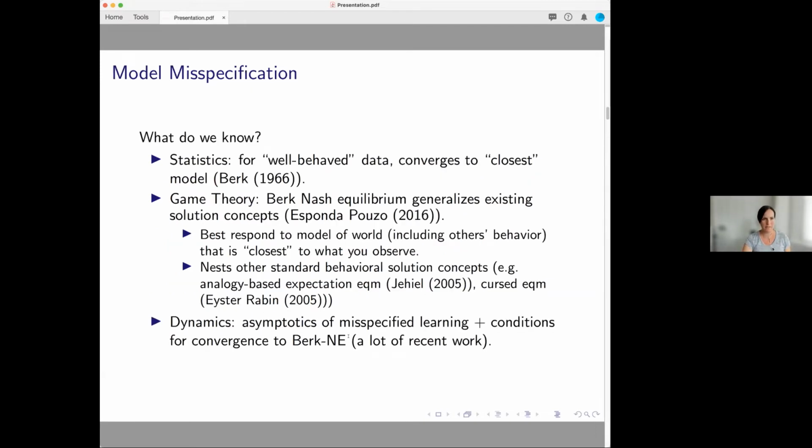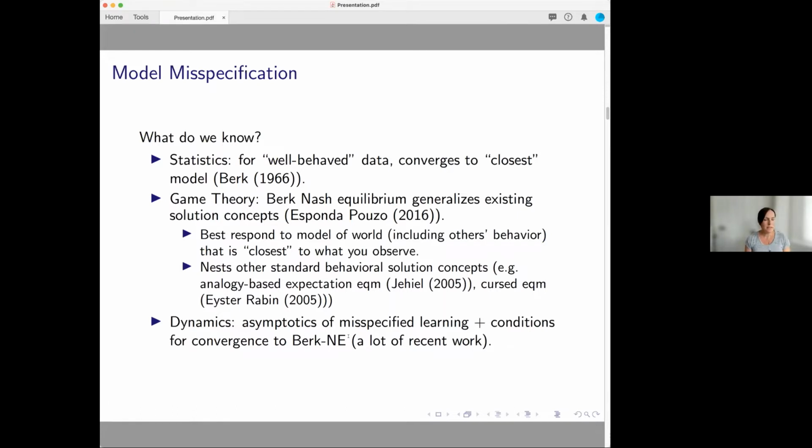There's been a rich literature, especially recently in economics, studying different types of results with model misspecification. So going back to the classic statistics literature, what do we know so far? Well, Berk back in 1966 showed us that for well-behaved, in quotes, data, the asymptotic result is that agents' beliefs are going to converge to the closest model to the truth. So if the truth is not in the support of their models, they're going to converge to whichever model is the closest. This can lead to something like incorrect learning if, say, the model in a given incorrect state is closer to the true model in the correct state than the misspecified model in the correct state.